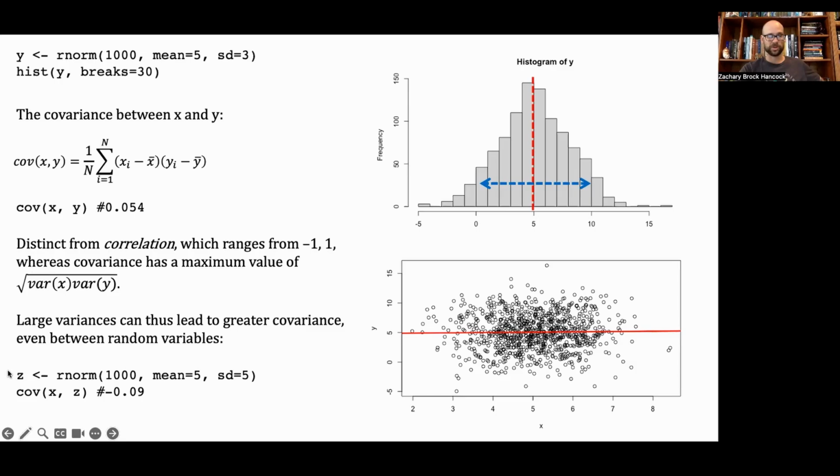So I did that down here. I created another vector z that has a much larger variance. And you can see now the covariance between x and z is actually of a greater magnitude, 0.09, as opposed to the magnitude between x and y, which is only 0.05. It's negative, which just means that for every change in x, you get a negative change in z in this case. But it's the magnitude of change that we're actually interested in here. So again, by just increasing the variance in each one of those terms, you can actually increase the covariance between two random terms. This might seem a little obscure right now, but it's going to be important later on.